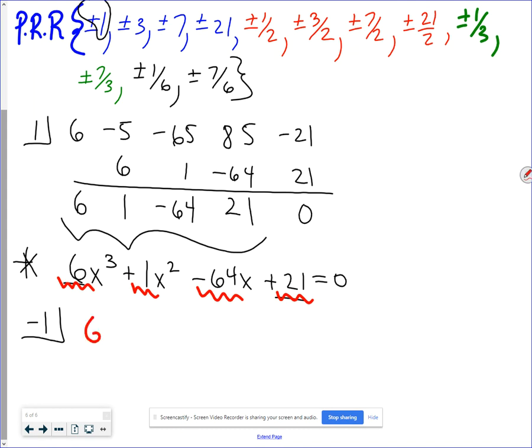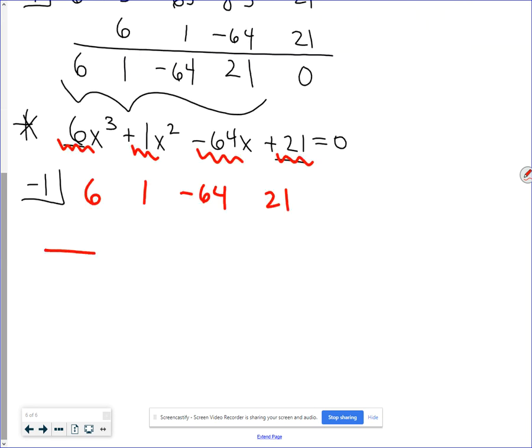So we got 6, 1, negative 64, 21. Let's hope we get lucky again and find one that works. So drop the 6 down. Negative 1 times 6 is negative 6. 1 plus negative 6 is negative 5. Negative 1 times negative 5 is positive 5. Doesn't look like this one's going to work.